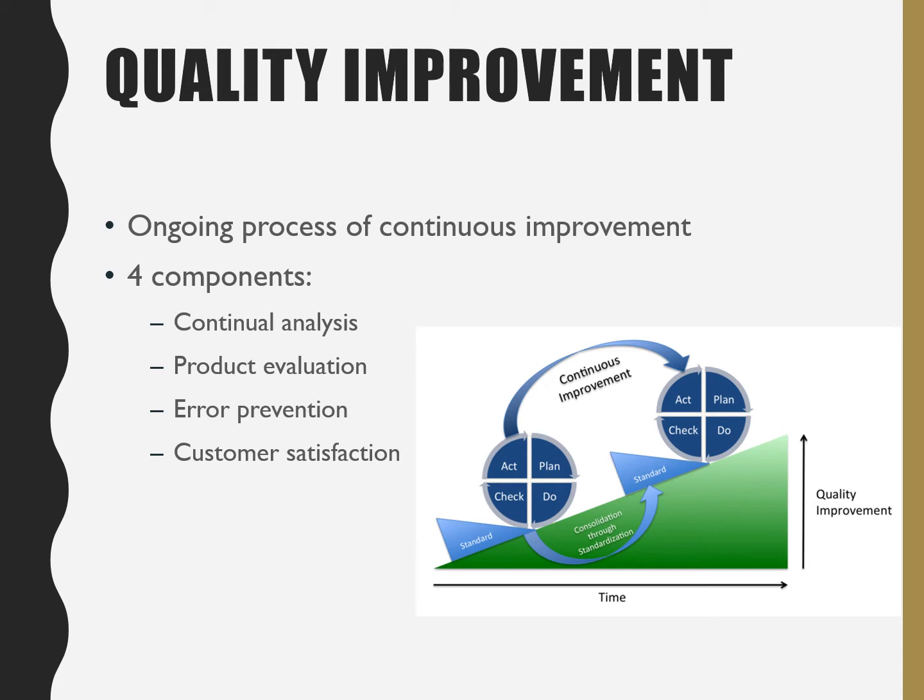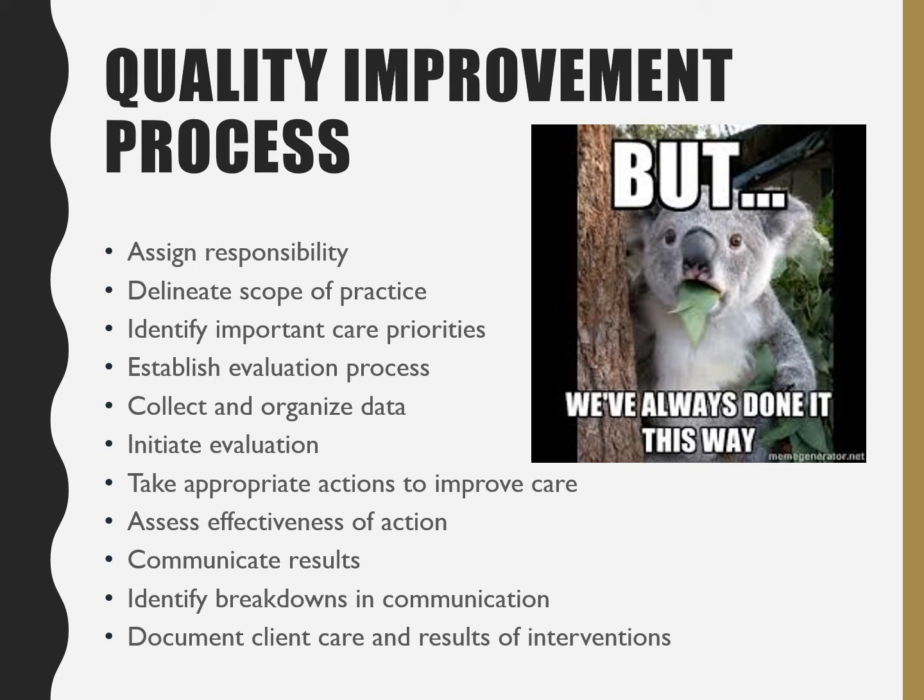First, we'll talk about quality improvement, which is an ongoing process. It continually evolves. There's 4 components of it. Continual analysis, that's just more of the demonstration of that ongoing process. It's product evaluation, it's error prevention, and it's also customer satisfaction. So quality improvement will address all of those 4 things. Quality improvement is shared by everybody, not just done or performed by leaders or managers. It involves all at the facility to implement change and improvements.